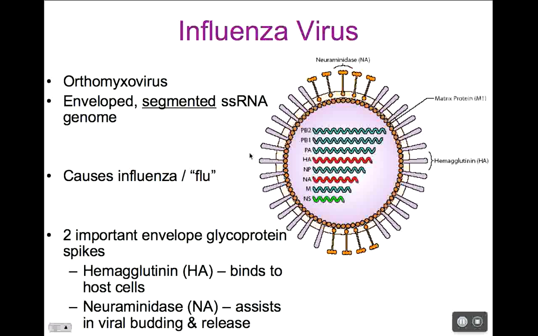You can see a picture here of influenza. You can see it's enveloped. You can see the segmented genome here. In this case, they're showing, what is it, 8 genomic segments. Usually it's between 4 and 8 for a virus to be able to go through its replication cycle. And of course, this is the organism that causes the flu or influenza.